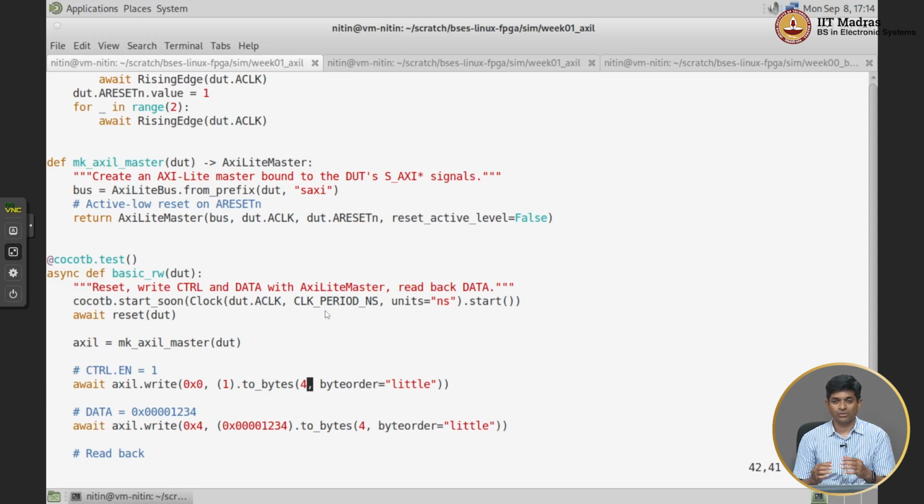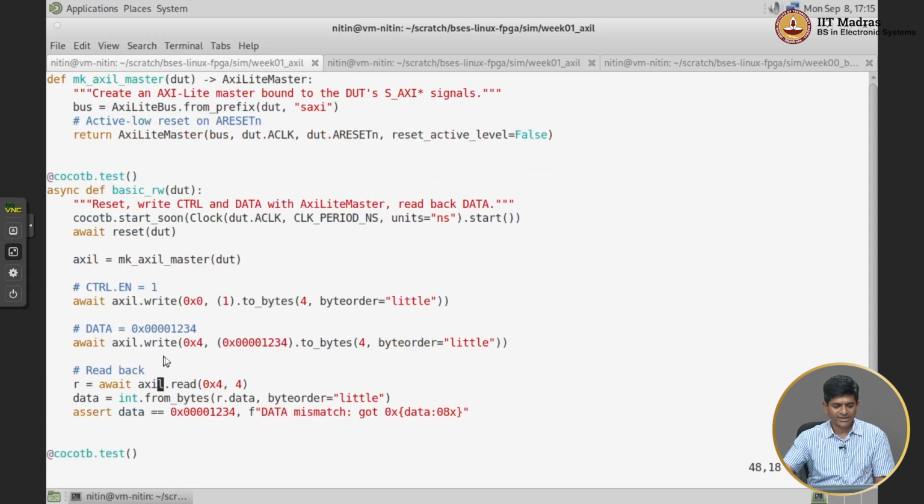Okay, so all the stuff that we needed, set the value of AW address, do the handshaking of the valid and ready and so on, set the value of the write data, wait for the B response, all of that is one line of code over here. And similarly after that I have another line of code which writes into the other register, which is address number 4, and gives the value 1234, converts that to bytes and sends that out here.